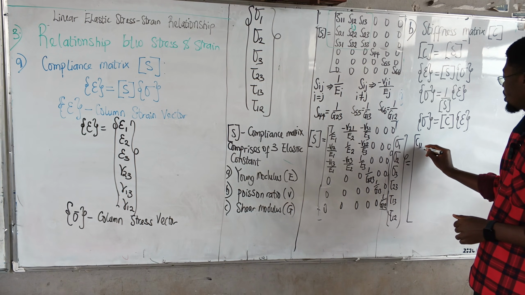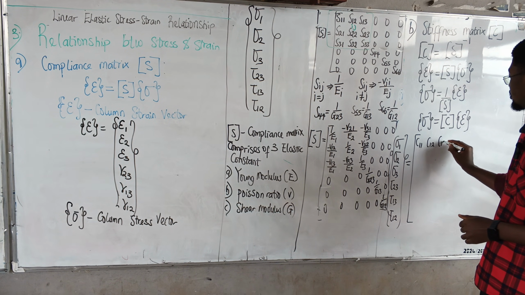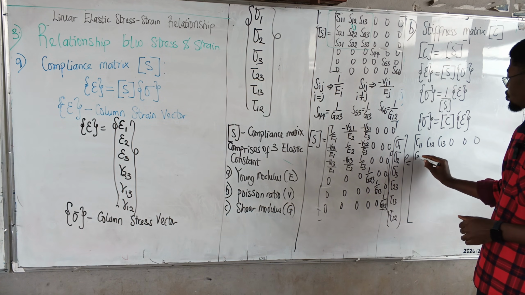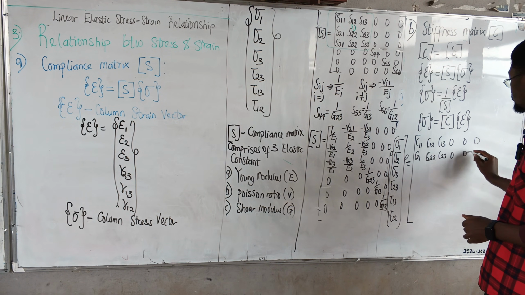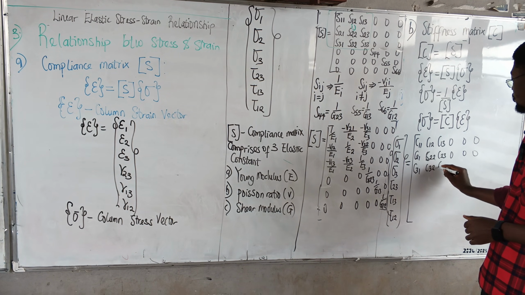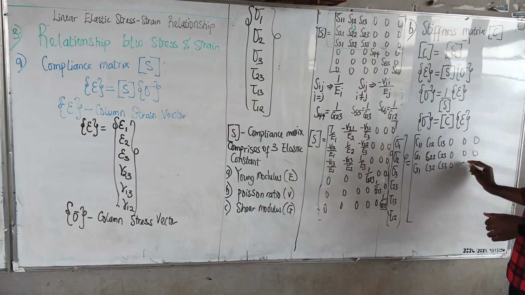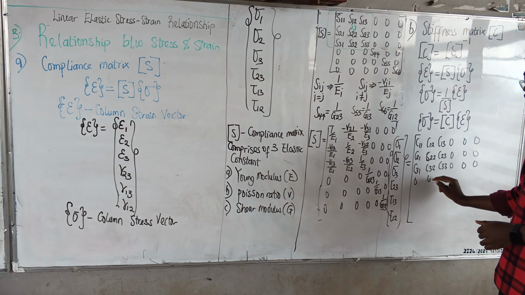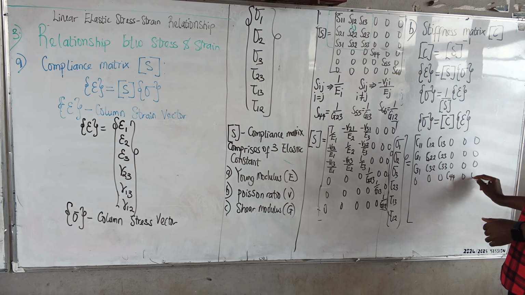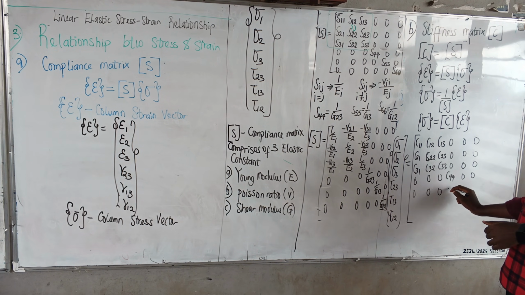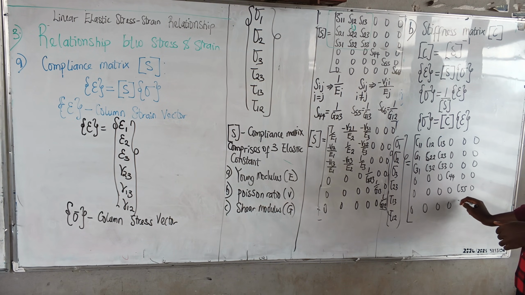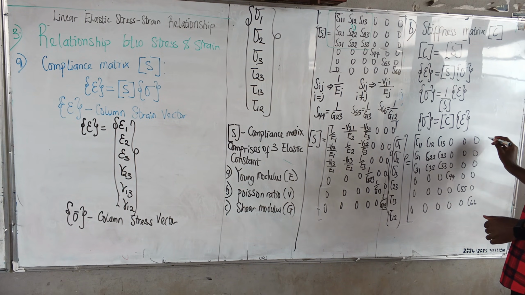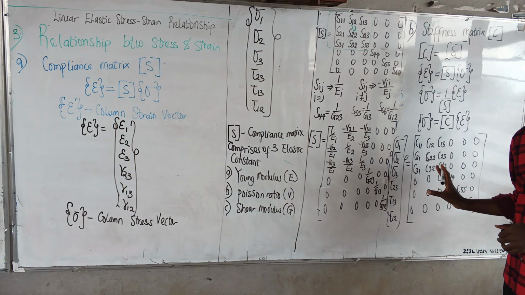I'll have C11, C12, C13, 0, 0, 0, C21, C22, C23, 0, 0, 0, C31, C32, C33, 0, 0, 0. You have 0, 0, 0, C44, 0, 0, 0, 0, 0, 0, C55, 0, then 0, 0, 0, 0, 0, C66. So this is the final stiffness matrix.